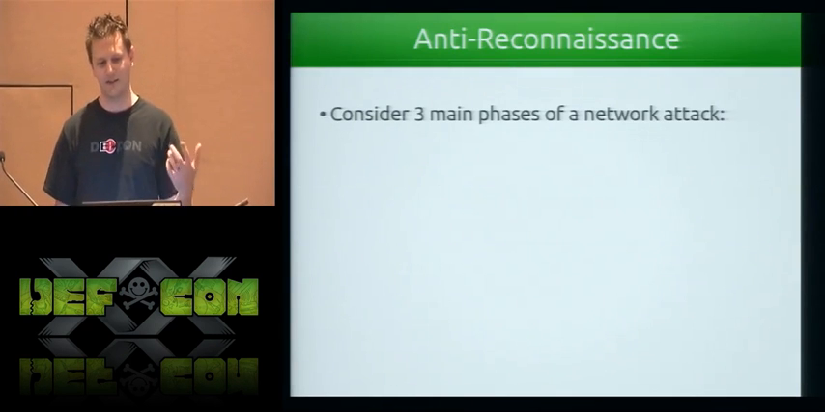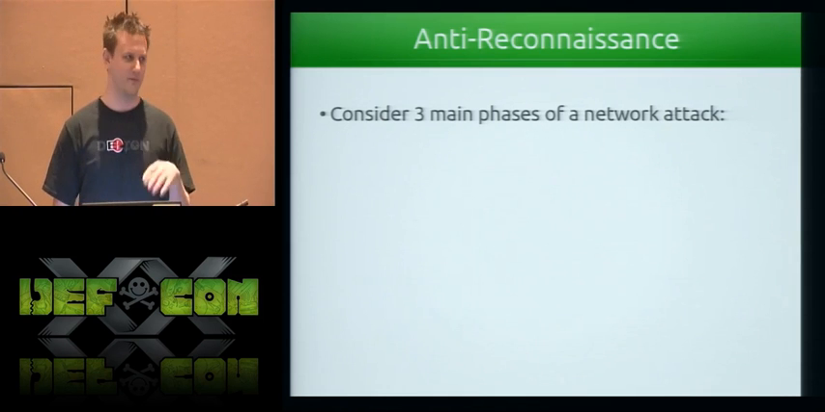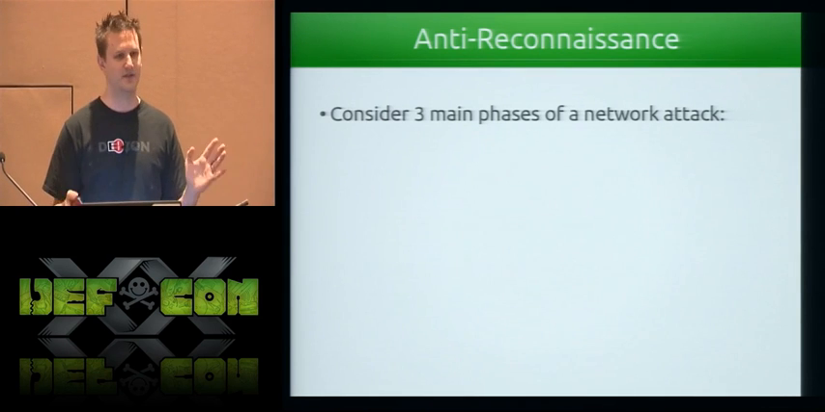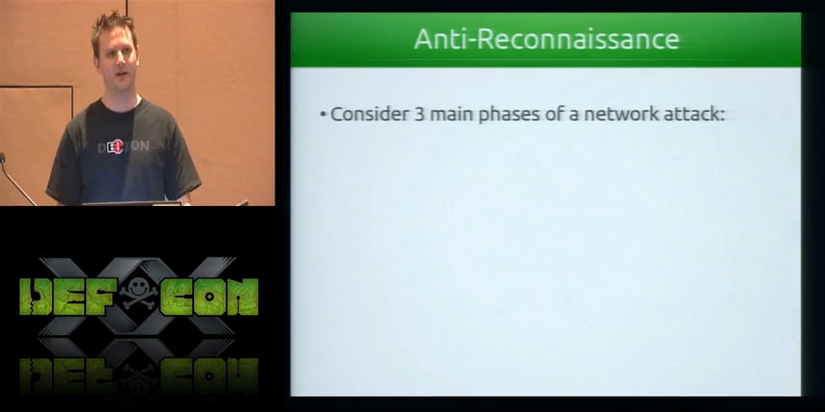So I want to start by saying, what we're talking about is anti-reconnaissance, right? There are, generally speaking, three main phases of a network attack. You're not going to find this in a textbook anywhere because I completely made it up, but I think you'll find that it's roughly true, right?